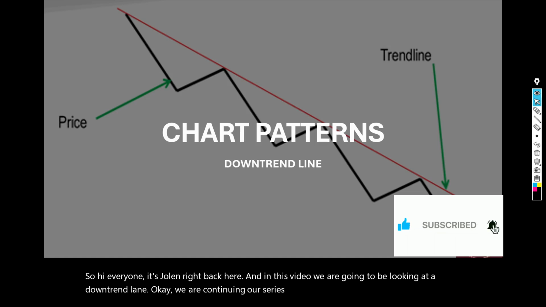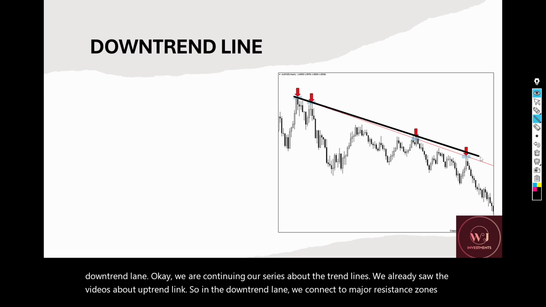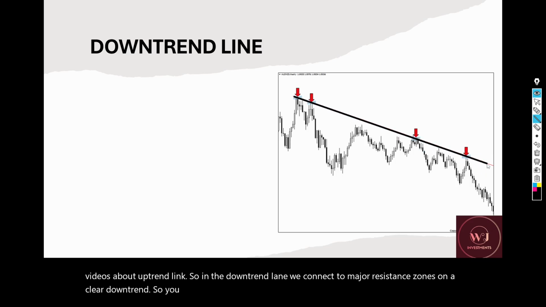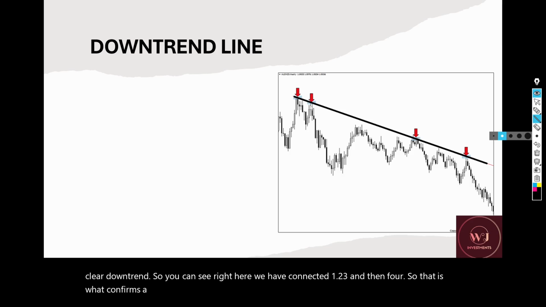In this video we are going to be looking at a downtrend line. We are continuing our series about trend lines. We already saw the videos about the uptrend line. In the downtrend line, we connect two major resistance zones on a clear downtrend. You can see right here we have connected point 1, 2, 3, and then 4. That is what confirms a downtrend line. If we can connect 2 to 3 points, we are good to go.